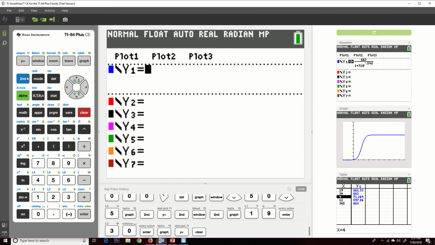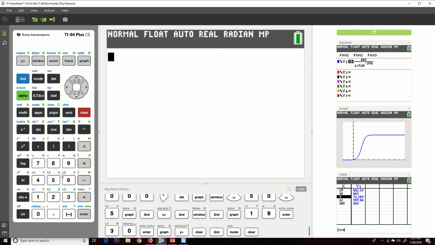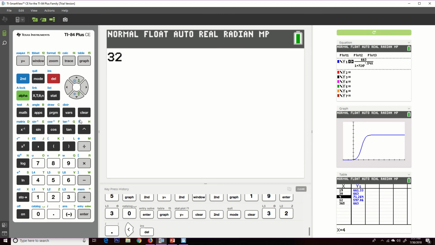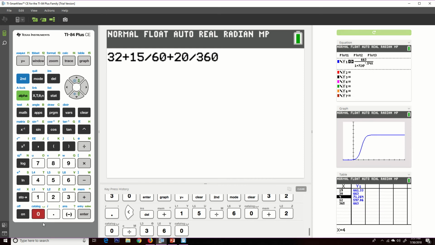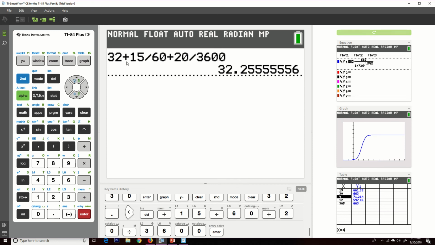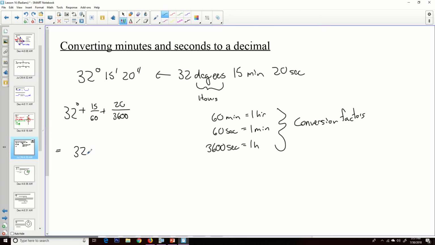So if I grab my graphing calculator, I go back to the standard value mode, and I clear everything out. I go 32, and then I delete that decimal place. And I go plus 15 divided by 60 plus 20 divided by 3,600, and I hit enter, and now I've changed my minutes and seconds into a decimal value, and so I get 32.256 degrees as my final answer. So 32.256 degrees, that is these minutes and seconds changed to a decimal.